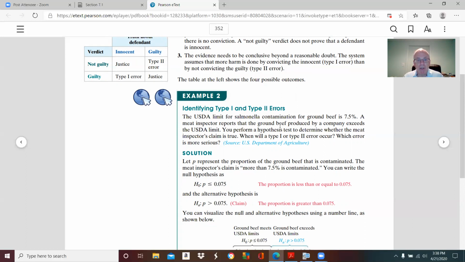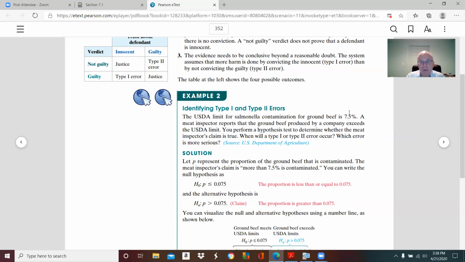A meat inspector reports that the ground beef produced by a company exceeds the USDA limit. All right, so a meat inspector comes in, does some sort of tests, and thinks that this company is above this limit here. So you perform a hypothesis test to determine whether the meat inspector's claim is true. When will a type 1 or type 2 error occur, and which error is more serious?